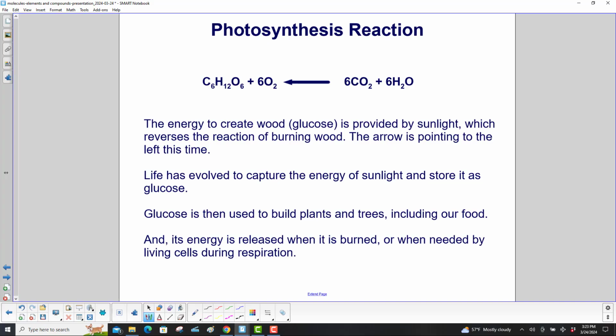The energy to create wood, that is glucose, is provided by sunlight, which reverses the reaction of burning wood. The arrow is pointing to the left this time, and that will be called the photosynthesis reaction. Life has evolved to capture the energy of sunlight and store it as glucose. Glucose is then used to build plants and trees, including our food. And its energy is released when it is burned or when needed by living cells during respiration.